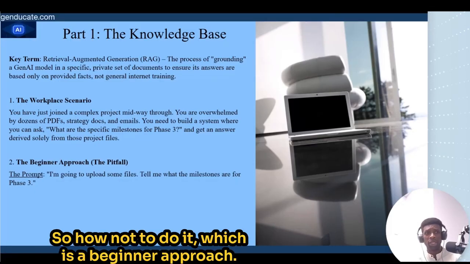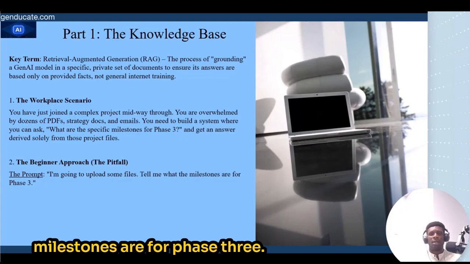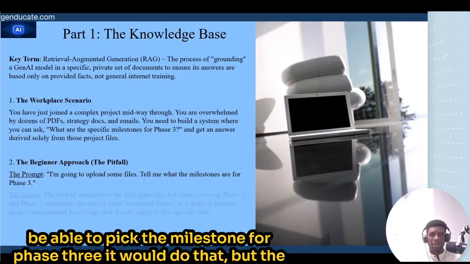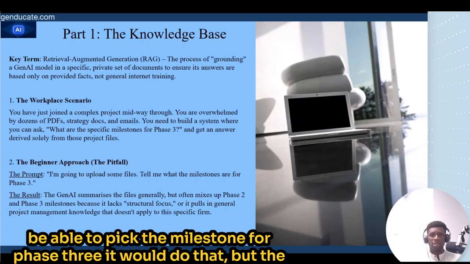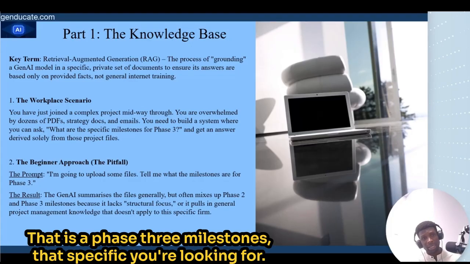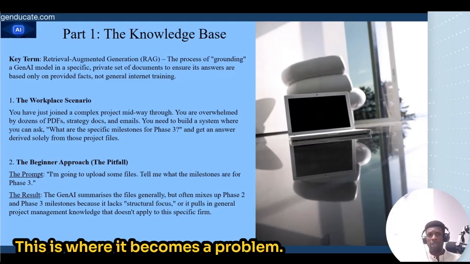So how not to do it, which is a beginner approach. As you see in the prompt: upload the files, tell me what the milestones are for phase 3. Generative AI would be able to pick the milestones for phase 3 if you give it all the files. It would do that. But the problem is that it would miss information in a way that it presents it as the specific phase 3 milestones you're looking for, and you wouldn't know. This is where it becomes a problem.